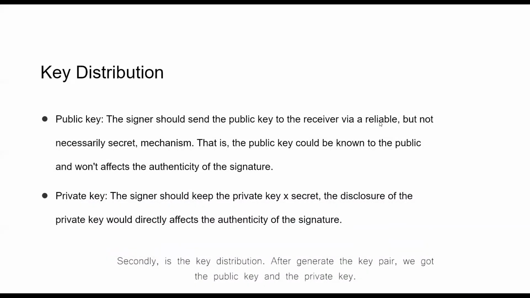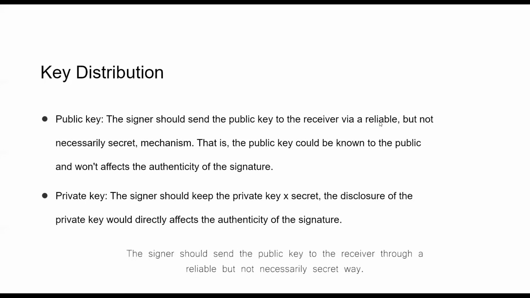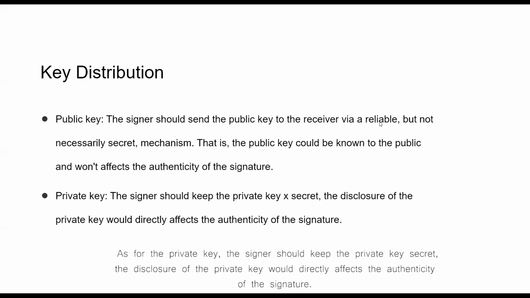Secondly is key distribution. After generating the key pair, we get the public key and the private key. The sender should send the public key to the receiver through a reliable but not necessarily secret way. That is, the public key could be known to the public and won't affect the authenticity of the signature. As for the private key, the sender should keep it secret. The disclosure of the private key would directly affect the authenticity of the signature.